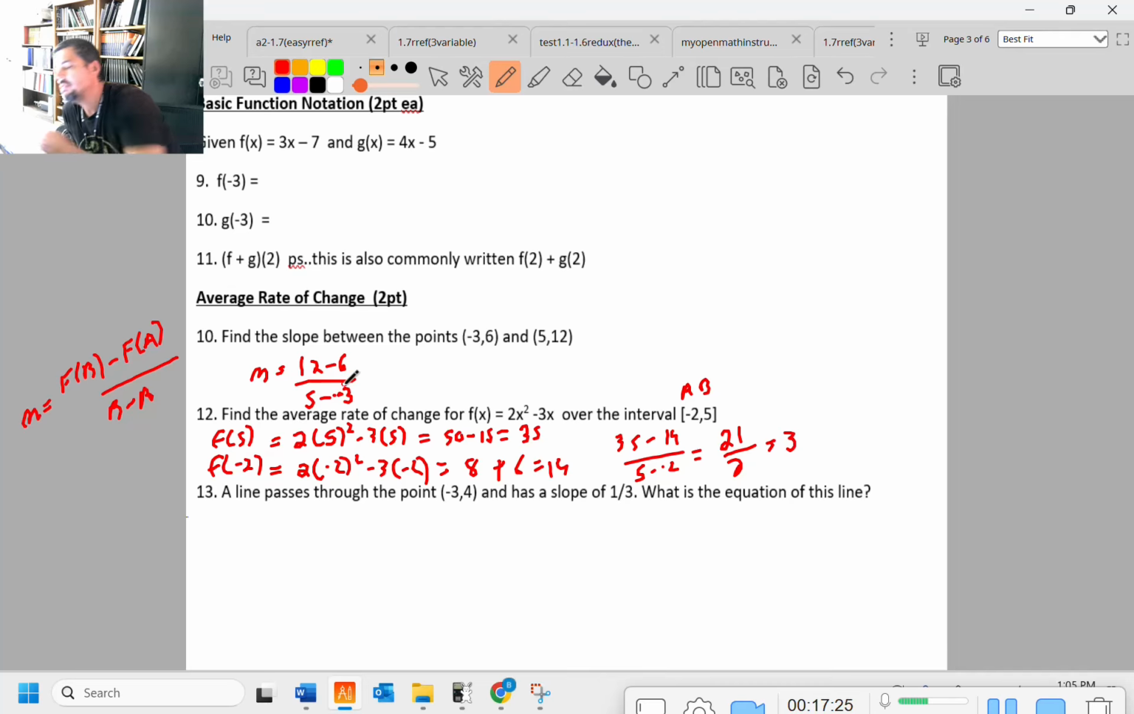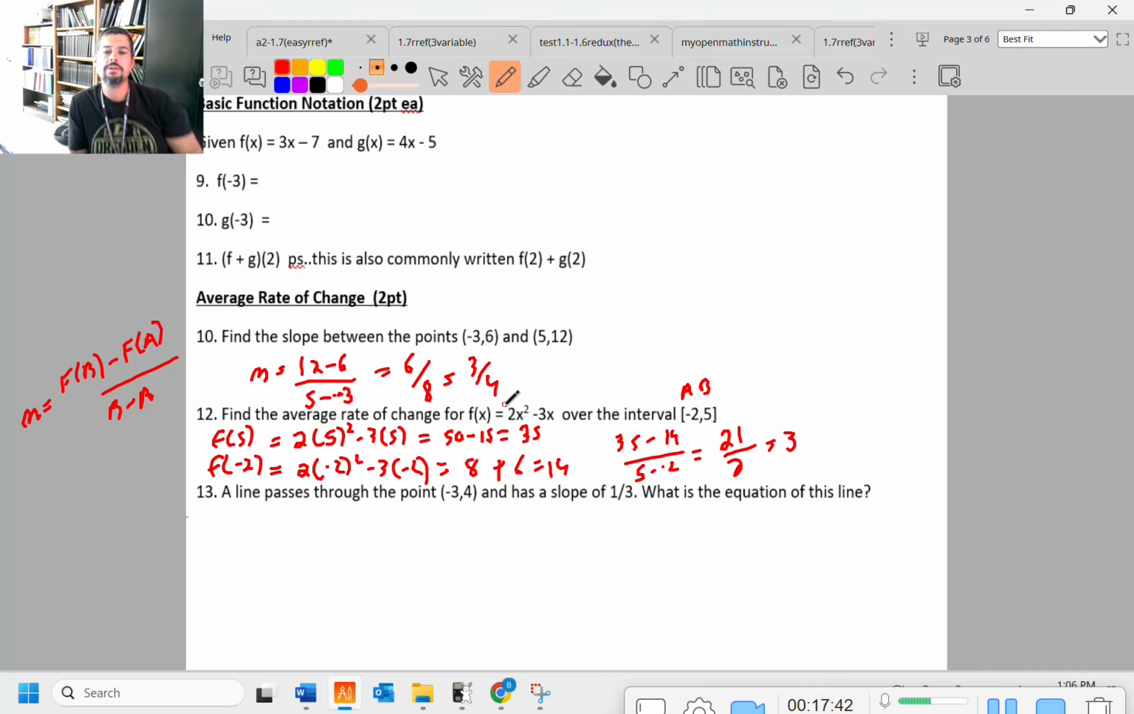The reason we have to teach you this one is because you just can't figure out numbers. 12 minus 6 is 6, 5 take away negative 3 is 8, and 6/8 is 3/4 when everything is said and done. So rise 3, run 4 between those 2 points.